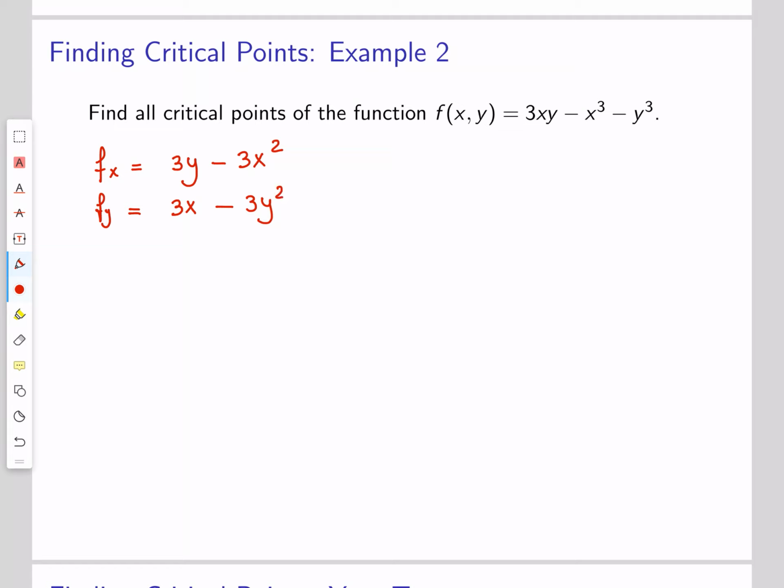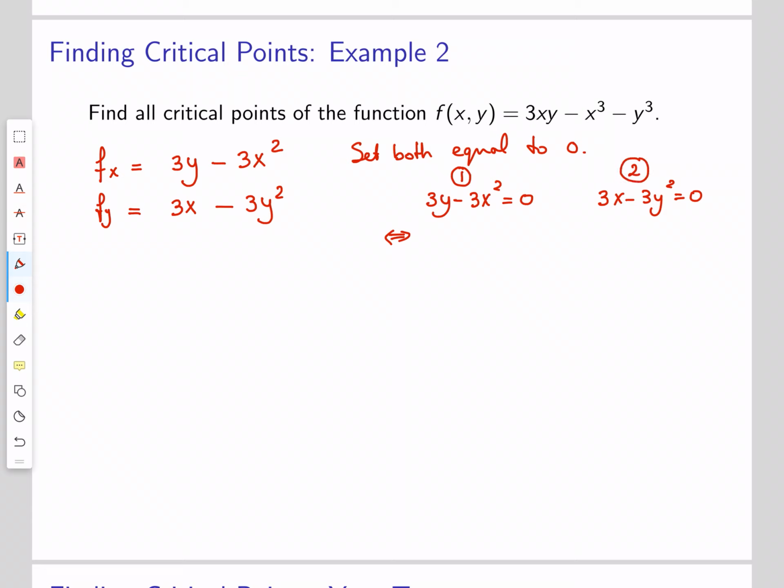I need to set both of them equal to 0. So set both equal to 0. So I need 3y minus 3x squared to be equal to 0. And I need 3x minus 3y squared to be equal to 0. The first equation, let me just call this one 1, and let's call this one 2.